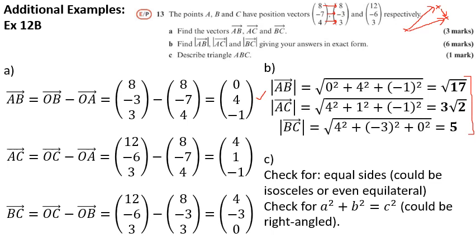Since it's not a right-angle triangle, we can't say that. Since it's not isosceles or equilateral, we can't say that. Therefore, there's nothing interesting to say, but we still have a name for that. There's a name for the kind of triangle that is neither isosceles nor equilateral. It's called scalene. So that's all we can put for that one.